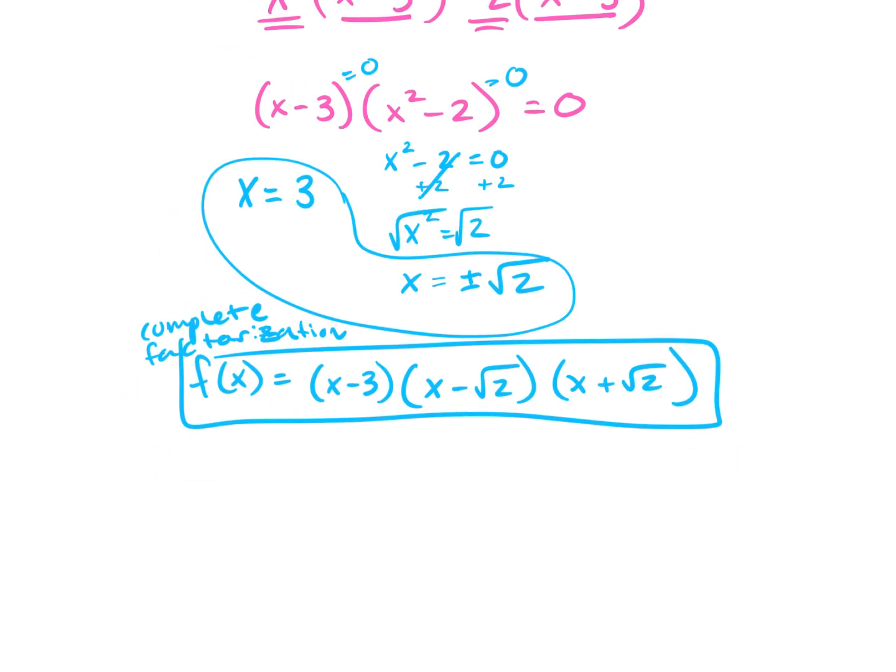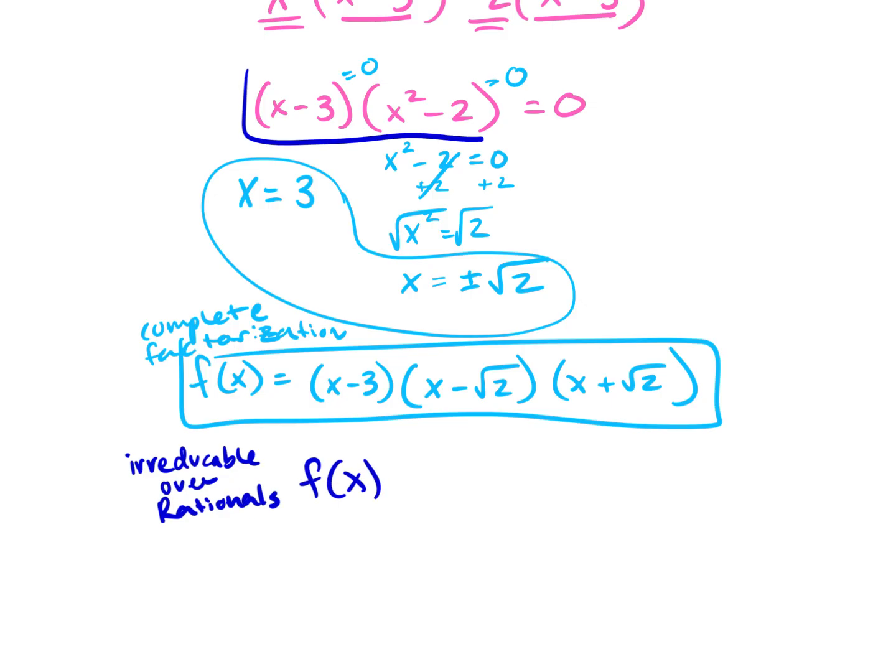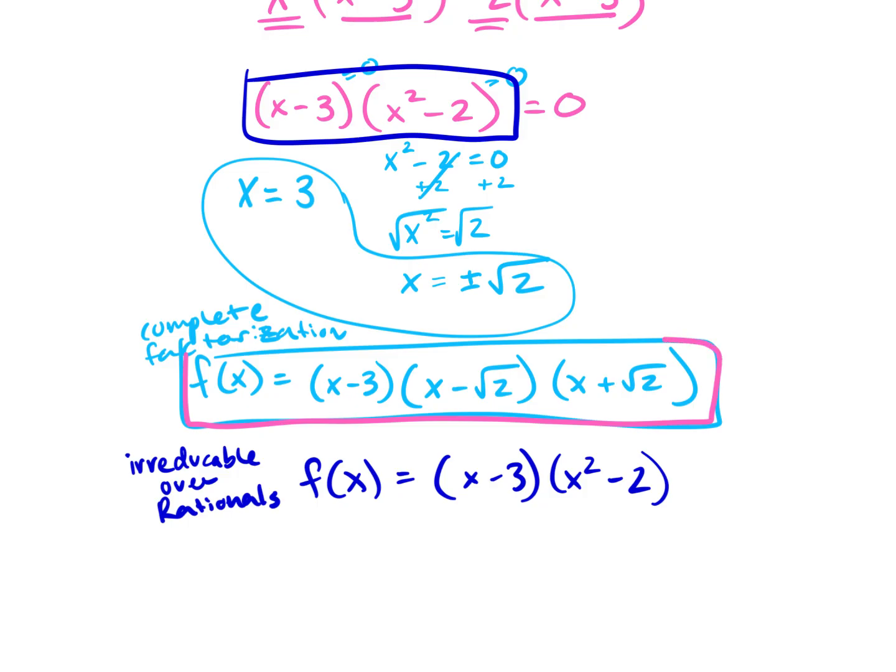Now, what if the question said irreducible over the rationals? Irreducible over the rationals means we do not want square roots, so we'd have to go back to this step where it was factored before we had the square roots. So that was x minus 3, x squared minus 2. But if it asked for irreducible over the reals, it would be this one also, because this one didn't have imaginary numbers. This is also irreducible over the reals.